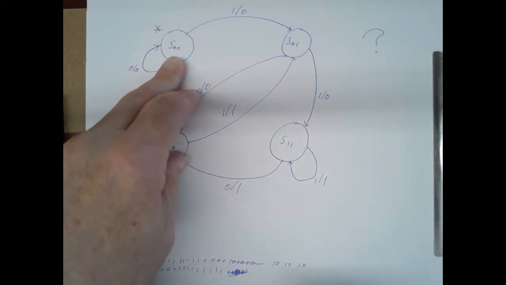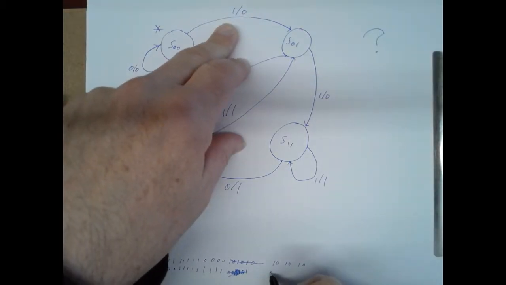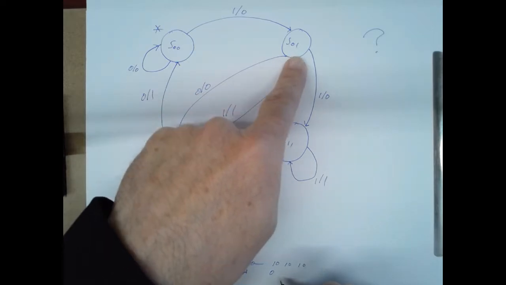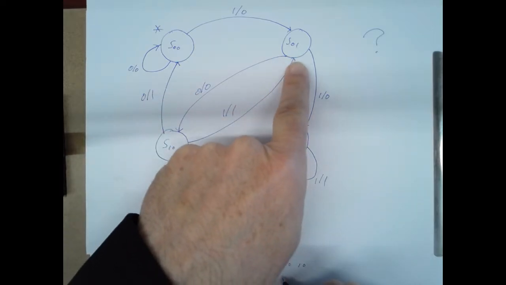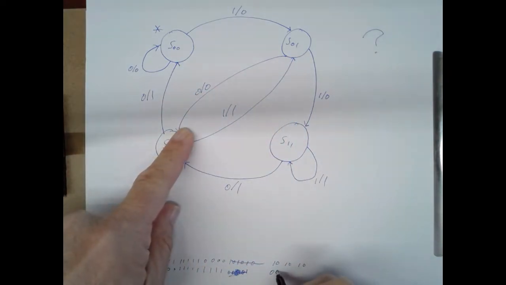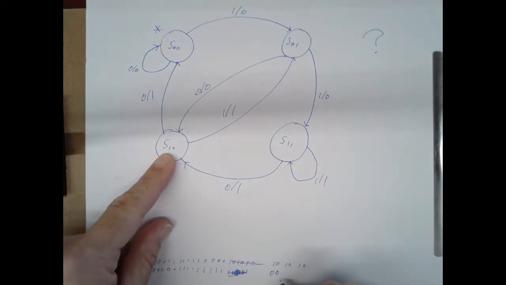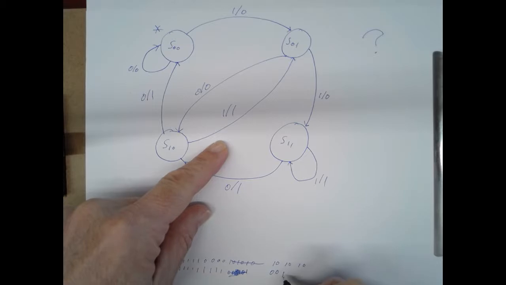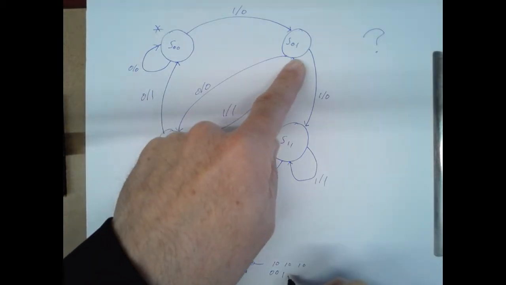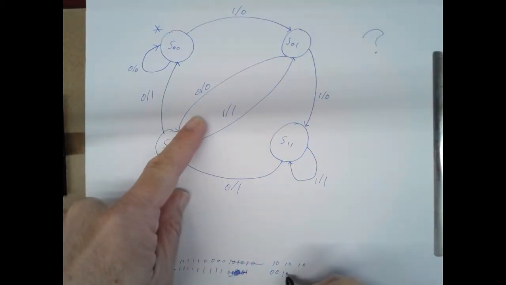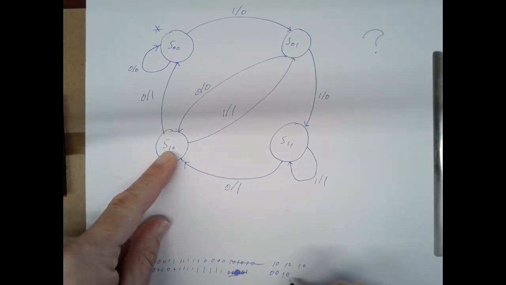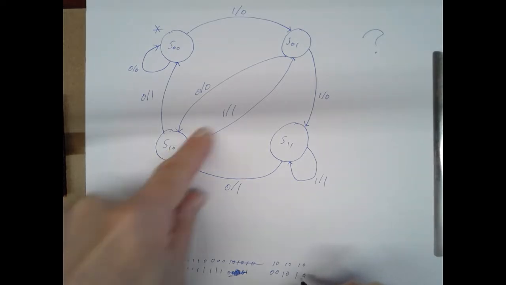So let's do this. We're in state 0. You put in a 1, it outputs a 0 and brings you over here. You put in a 0, and it outputs a 0 and brings you to state 1 0. You input a 1, it outputs a 1 and brings you back here. You input a 0, it outputs a 0 and brings you back here. So now it's bouncing between these two states.